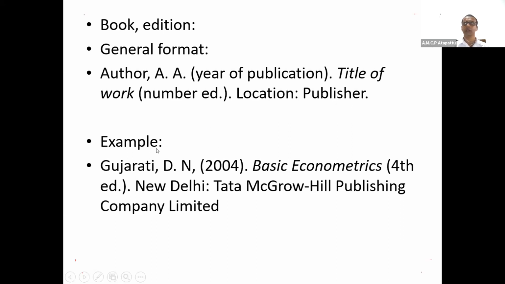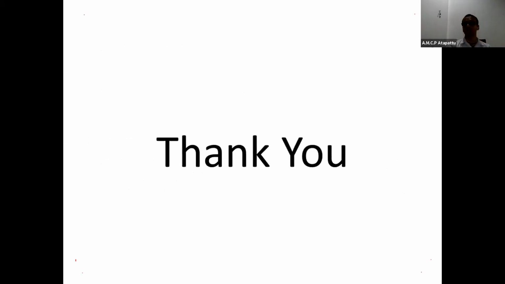Now, for an example, this is a book most probably we are using in econometrics, right? Analytical techniques, Gujarati, comma, initials, 2004, Basic Econometrics. This is the edition, 4th edition, where it was published in New Delhi. Who is the publisher? Tata McGraw Hill Publishing Company Limited. I think if you are following these guidelines, you can do your abstract very clearly.